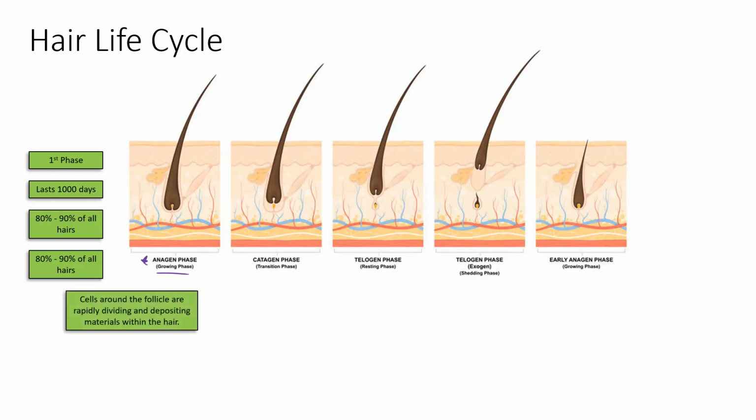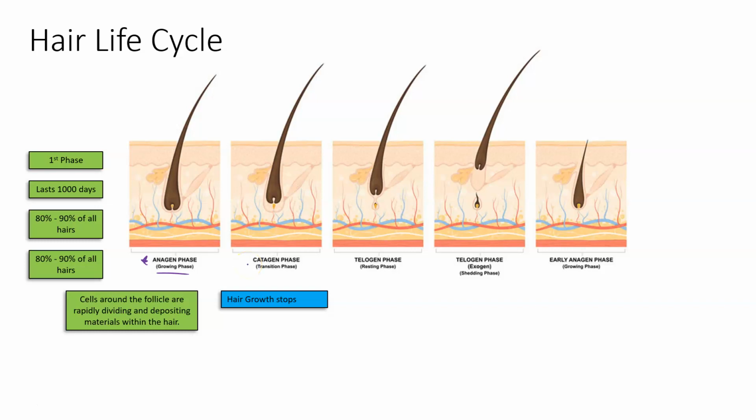Cells around the follicle in the anagen phase are rapidly dividing and depositing materials within the hair. That's what actively grows the hair shaft. The blood supply is good, the nerve endings are good, the nutrients are dense, the cells are rapidly dividing, they're producing the keratin and the protein that the hair needs in order to be produced, and so the hair is rapidly growing within those 1,000 days.